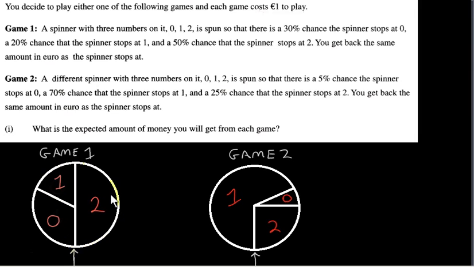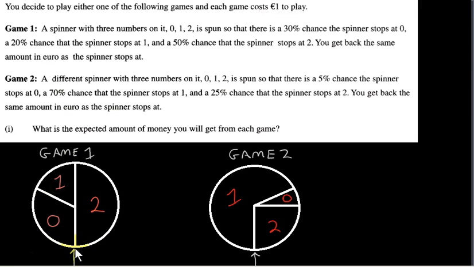You get back the same amount in euro as the spinner stops at. So if this spinner is spun and the spinner stops at 2, then you get back €2. If it stops at 0, you get €0 back. If it stops at 1, you get €1 back. So this spinner is spun, and the probability that the spinner stops, so the pointer here points at any point on the spinner, is the same. So all points on the circumference of the spinner are equally likely to stop at this pointer.